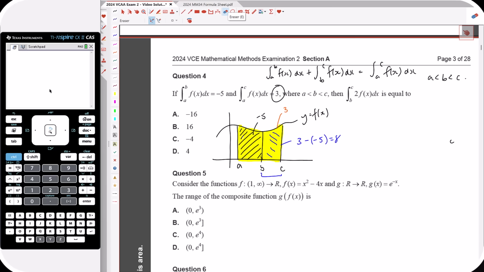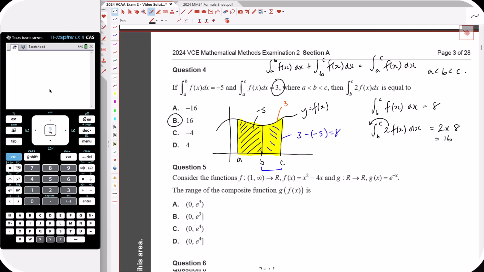Okay, so we know that the integral from b to c of f of x is 8. That's not actually what the question asks us for. We're being asked to find the integral from b to c of 2 times f of x. And obviously the 2 can come out, and we know the integral from b to c of f of x is 8. So that's essentially just 2 times 8, which is 16. As I said, having done this before, I'm skipping steps in my own mind.